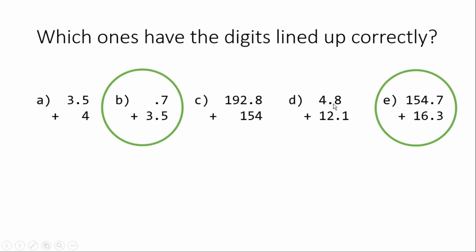In D we have 4.8 plus 12.1. The tenths place over here is lined up with the decimal point over here. That makes it hard to add anything at all. What do you notice about the two questions that have the place value lined up properly?